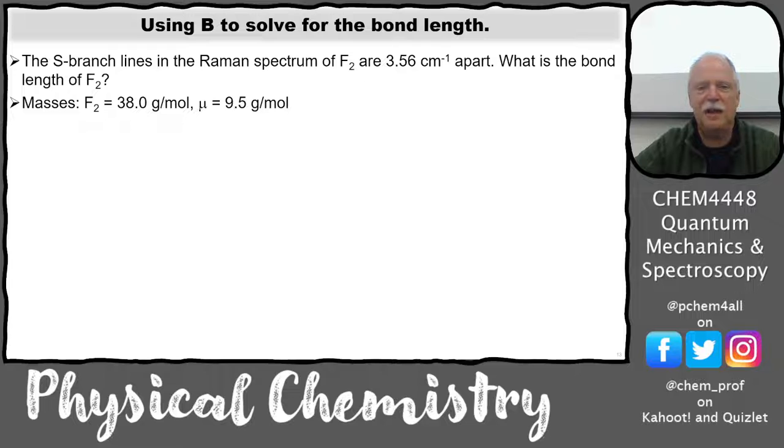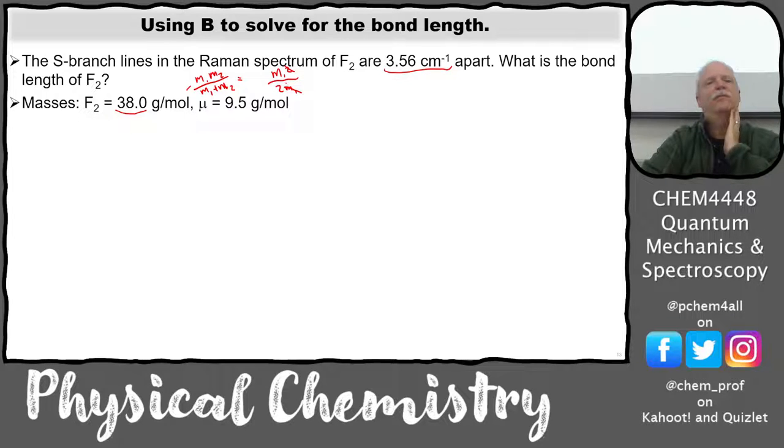Okay, so here's an example calculation. So this would be a typical type problem. You've got the S branches in a Raman spectrum of difluoride are 3.56 wave numbers apart. What's the bond length? So you could go to the periodic table, look up the masses. You could calculate the reduced mass. So here, the individual mass of fluorine is 38 grams per mole. Taking that into M1, M2 over M1, plus M2, when they're the same masses, you end up with M1 squared over 2M1. So one of the M's cancels with the square, and so you have M1 over 2.